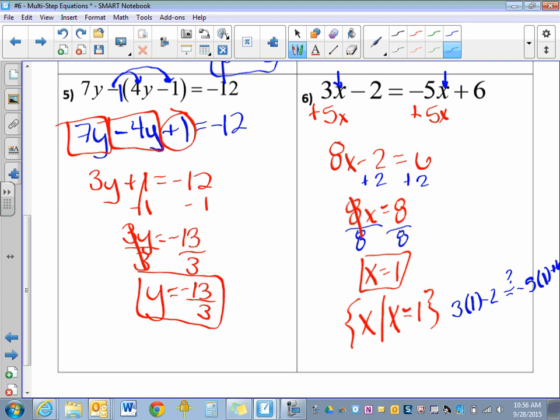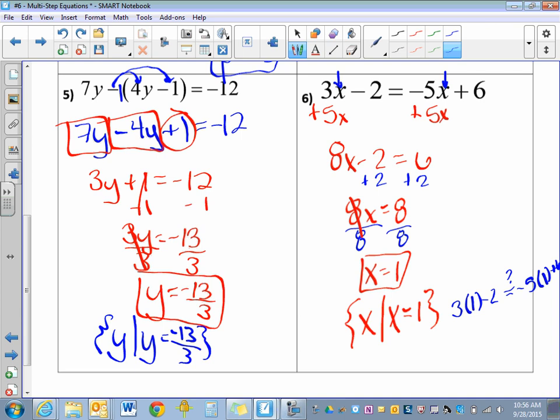No, this is called set builder notation. I was just reminding you of what that is. I could do set builder notation over here. Y such that y equals negative 13/3. You can do set builder notation for every answer. I just did it here just to remind you of what it was. Yeah, good question.